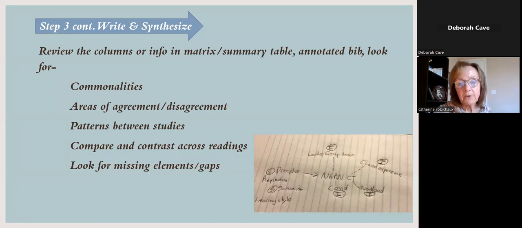To begin the synthesis process, you want to review and reflect on the findings across the studies included in your matrix, summary table, or annotated bib. You need to take the time to review the findings in totality rather than as individual studies, and compare them for similarities and differences, patterns, and themes. For each of them identified, determine what those articles have in common and which ones in the group differ.